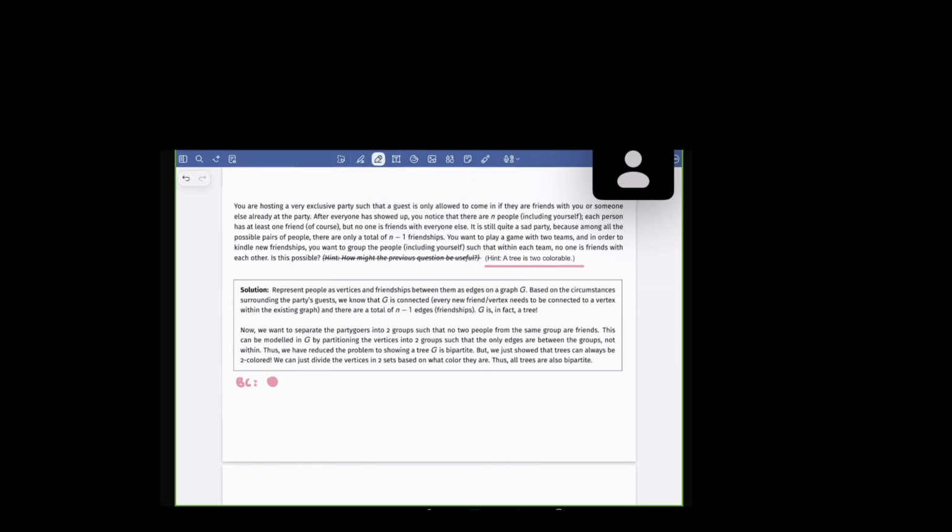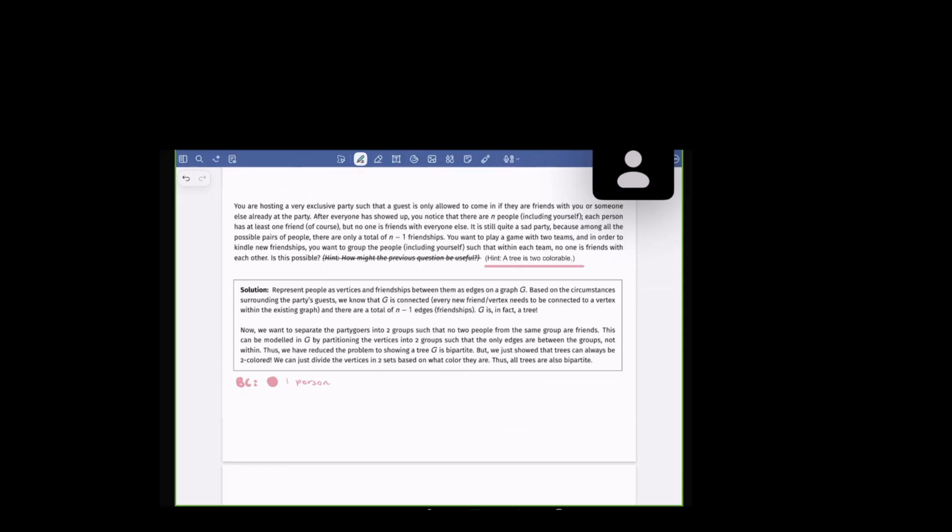Base case is we have one person. And then we can split that off into two teams. We can arbitrarily split them into two teams because we can just put this one person into one team and then the other team will have no one. It is possible to split it into two teams though.